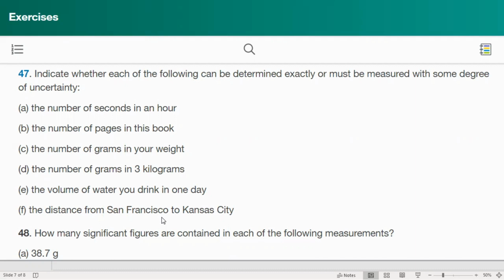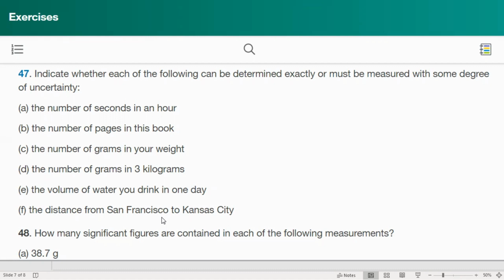D, the number of grams in 3 kilograms. The number of grams in 3 kilograms is 3,000 grams by definition. Anything that is by definition is exact. That means in a mathematical abstraction, anything by definition will be exact. So what that means is if you don't have to do a measurement to make it, if you can just state it because it's assumed to be true, then it's exact.